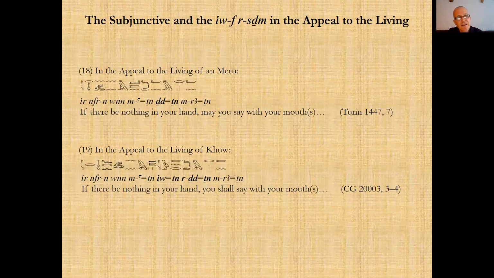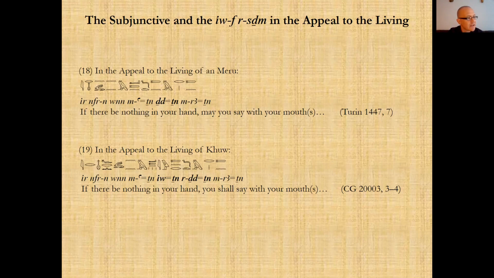If there's nothing in your hands, jet, chen, and raten, then say with your mouth. Normally, as here, it's the subjunctive sedgem f, jet, chen. But sometimes, if you look at 19, you see exactly the same phrasing, except that they use the ufr, chen, er, jet.